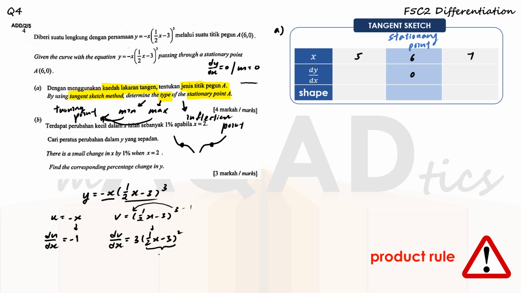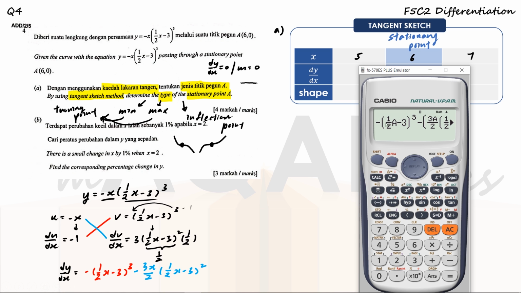So for the 1 over 2x here, we differentiate, just take the value, and the negative 3 will become 0. So here we multiply by 1 over 2. And then the product rule means we need to cross multiply, this one with this one. So this is the differentiated equation, and now I will type this into my calculator. I typed it out already, then I will press calculate, and then I will insert x as 5. Now you can see this is negative. If I put 7, this is also negative.